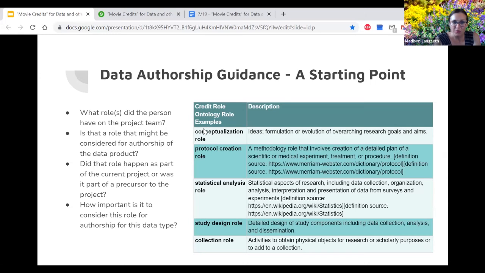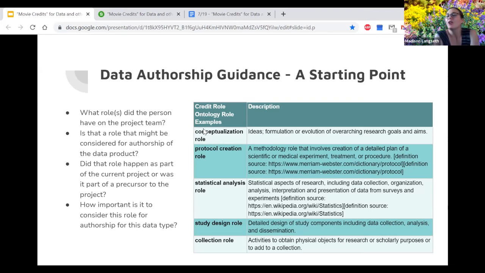As we go through, we're going to step through each of these roles within the contributor role ontology. We want you to keep this concept in mind of was that role happening for this particular project, or did it happen before this project?